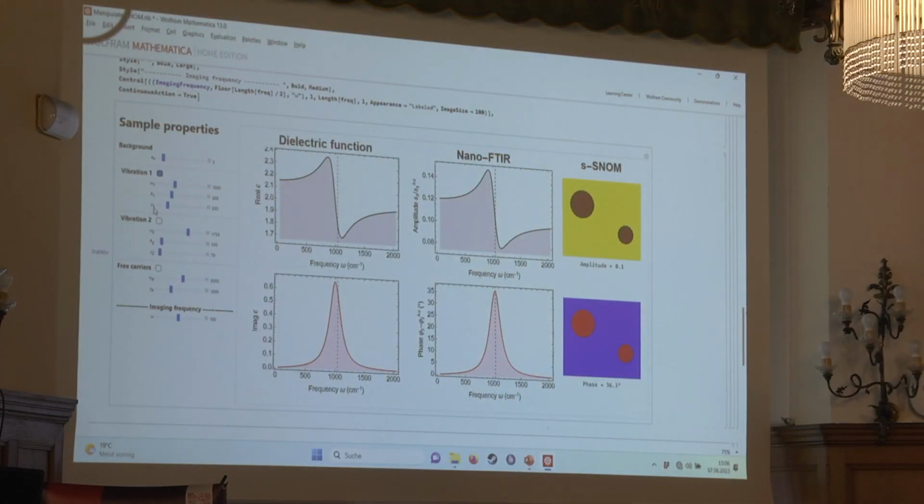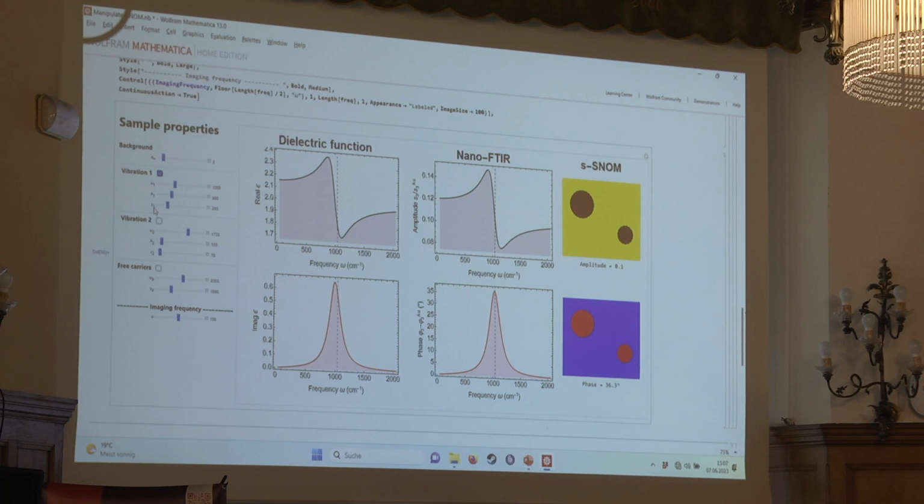So what I prepared here is a finite dipole model calculation using the model for the infinitely large sample. And it's based on defining this dielectric function. So this is our material. And then I plot next to it the calculated nano-FTIR spectrum, amplitude and phase, and also the expected s-SNOM image in amplitude and phase. And now we can play around with this. And I'm also open to suggestions for what we can play around with.